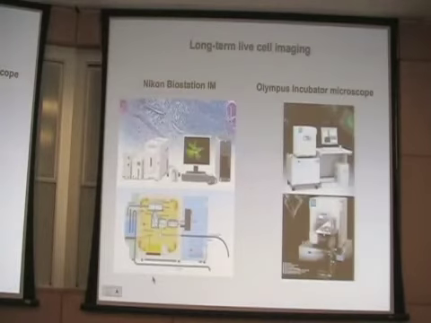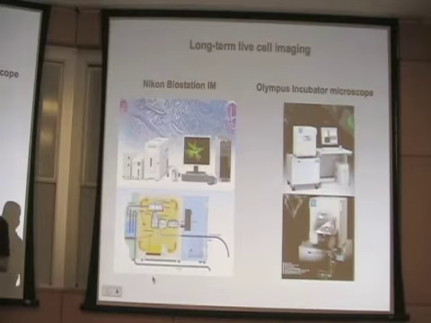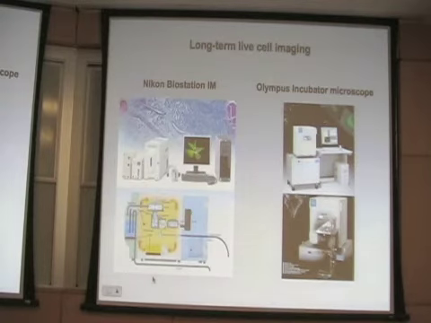Because scratch assays are not the best solution in our opinion, or it's not really comfortable to use this, we decided to perform sort of long-term live cell imaging to study cell migration. And luckily, the microscope manufacturers made some toys available. So here we have tested actually both systems. One is from Nikon, and this is a so-called biostation. And the other system was designed by Olympus, and is called the incubator microscope.